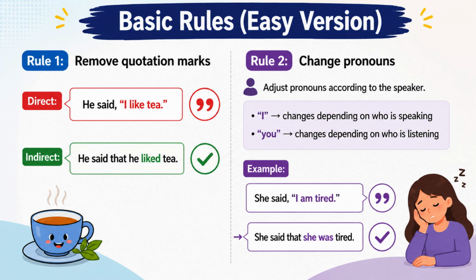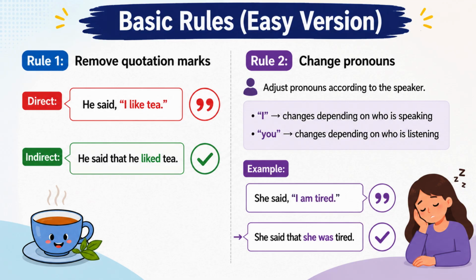Rule number one, remove quotation marks. He said, "I like tea." "I like tea" will be in quotation marks in direct speech. When we change it to indirect speech, he said that he liked tea.